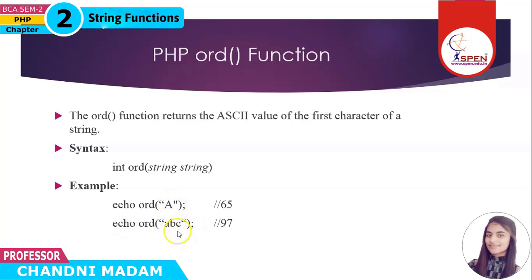Now we will pass a, B and C. But this function converts only the first character to an ASCII value. So this function only takes small a. So the small a ASCII value is 97. This function ignores the remaining characters B and C.